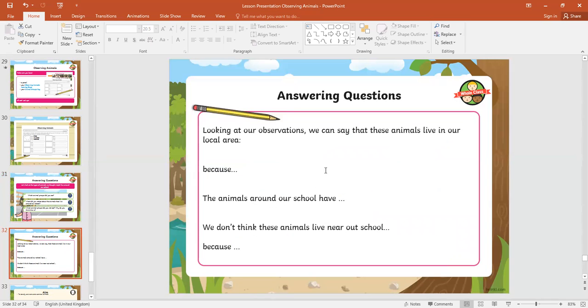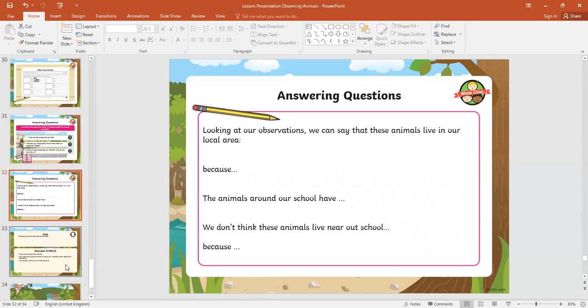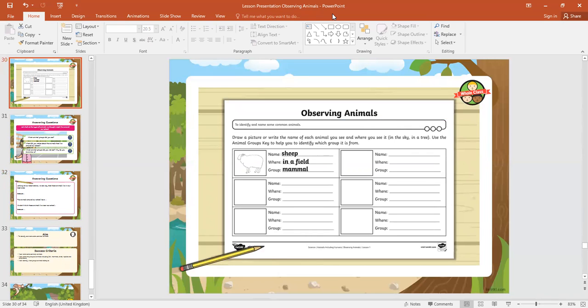You can use these STEM sentences to answer your questions. Looking at our observations, we can say that these animals live in our local area because the animals around our school have... We don't think these animals live near our school because... This is our lesson for today. Remember to use your home learning book.